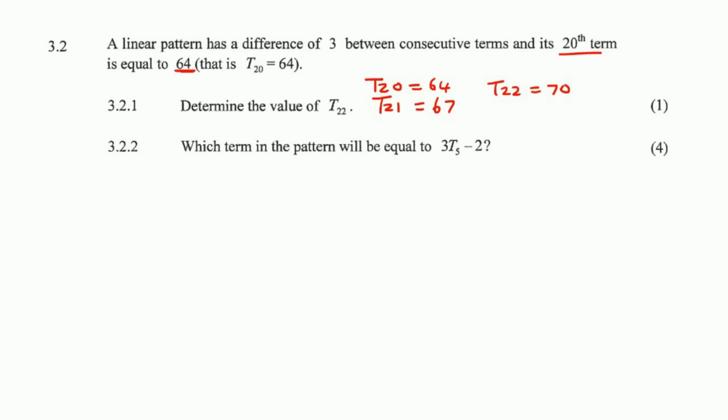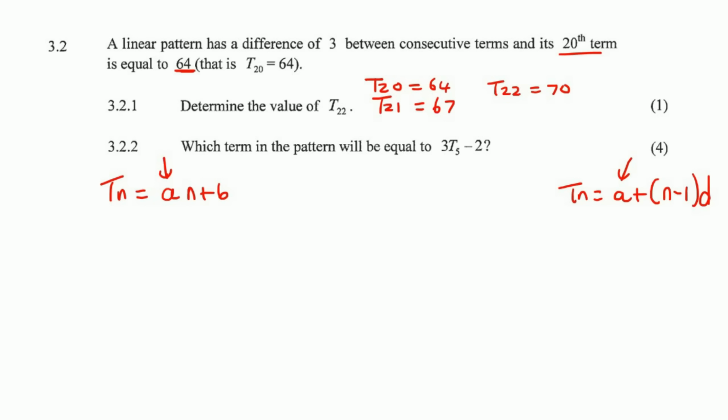This one looks quite interesting. Which term in the pattern is equal to 3t5 minus 2? So let's first go work out what term 5 is. To do that, we need a formula. We know that for a linear pattern in grade 11, we can use this formula. If you are a grade 12 learner watching this right now, you are more than welcome to use the arithmetic formula, which is like that. But please remember that the a value is different in these two formulas. They are not the same thing.